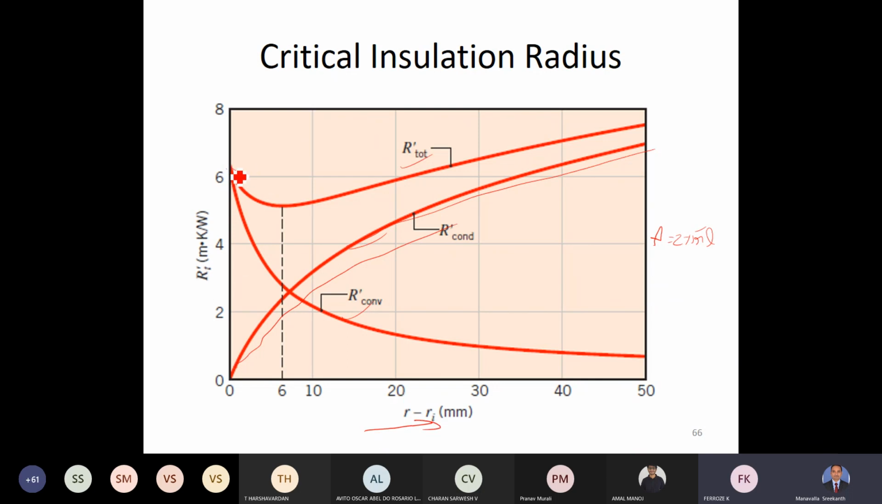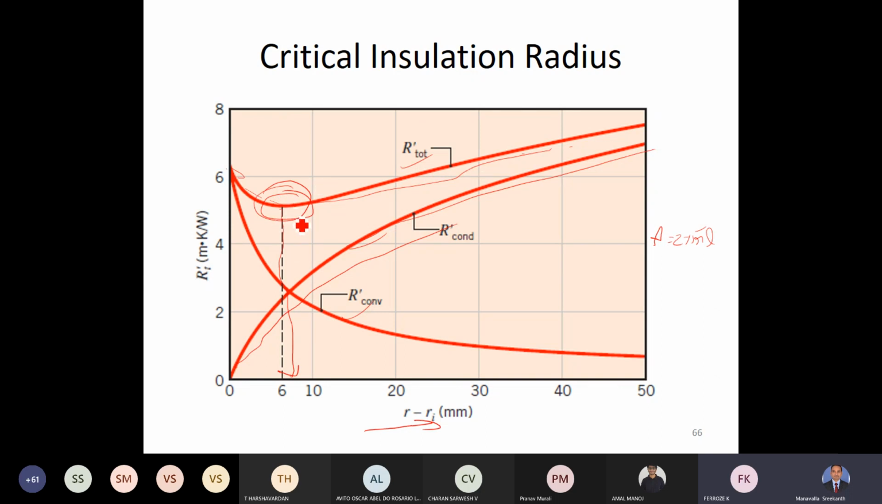Initially it is high, and then it is decreasing, and then again it is increasing. That means the total resistance is actually varying with the insulation thickness, and at one point it is minimizing. So this minimum value is the value at which we have the critical radius of insulation, the critical insulation thickness. So at minimum total resistance, we will have the maximum heat transfer.